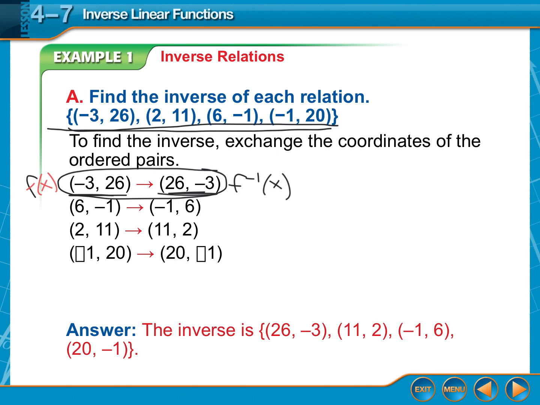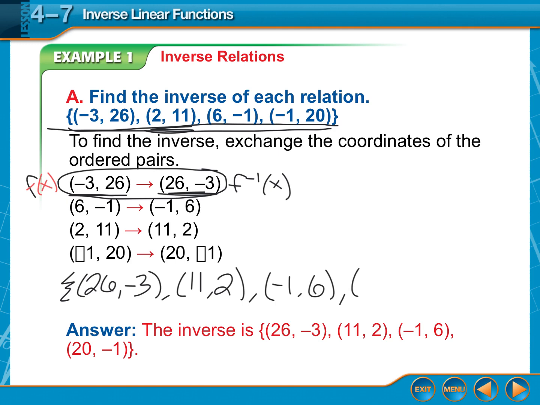They just flipped. Okay, so if I wrote that one, it would switch to 26 to -3. What does 2, 11 switch to? 11, 2. What does 6, -1 switch to? -1, 6. What about that last one? 20 and -1. So when you're given the relation with ordered pairs, all you have to do is just flip the ordered pair. Okay? No signs change, it's just the order in which they come in.